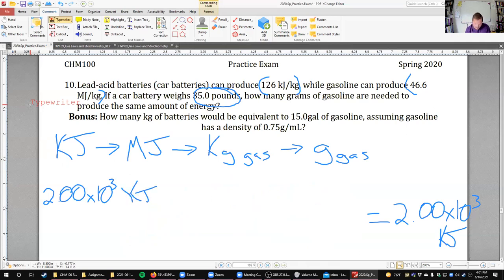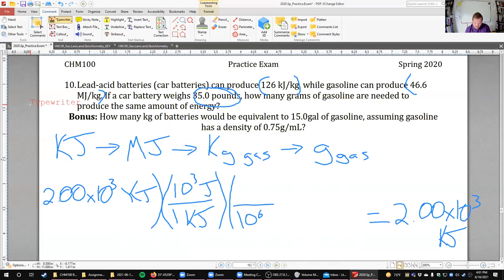(2.00×3 kilojoules). And based on our prefixes, we can say, well, 1 kilojoule is 10^3 joules, and then 10^6 joules is 1 megajoule. Just based on those prefixes, you don't need a conversion to go directly from kilojoules to megajoules. But if you're good with scientific notation, you could do that.